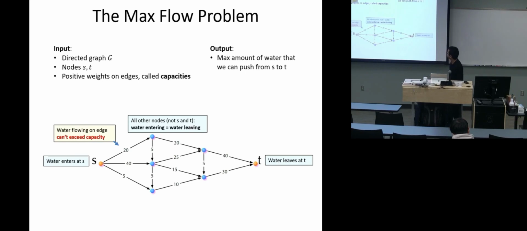So in the MaxFlow problem, right? You have a directed graph, and you have nodes S and T, and there is a capacity on every edge, like this. And what you want is to send flow from S to T, and you need to have flow conservation on every node which is not S and T. And the flow going through any edge needs to respect the capacity. And you want to maximize that flow.